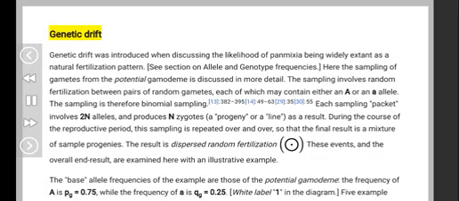Genetic drift. Genetic drift was introduced when discussing the likelihood of panmixia being widely extant as a natural fertilization pattern. See section on allele and genotype frequencies. Here the sampling of gametes from the potential gametome is discussed in more detail. The sampling involves random fertilization between pairs of random gametes, each of which may contain either an A or an a allele. The sampling is therefore binomial sampling.